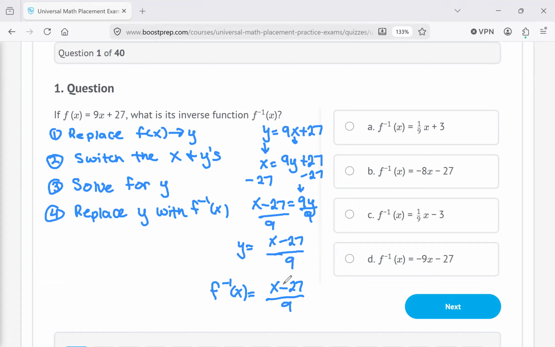There you go. So you don't see our answer, but I believe it's C, because you see this all over 9. You could just divide each term by 9. So this all over 9 means you're dividing each term by 9. So really, it's just 1/9 x minus 3. There you go. There's letter C.